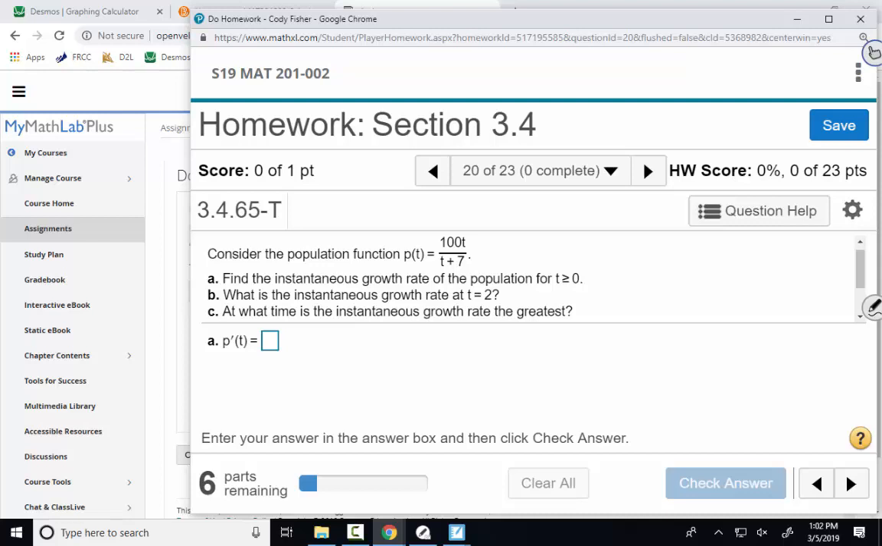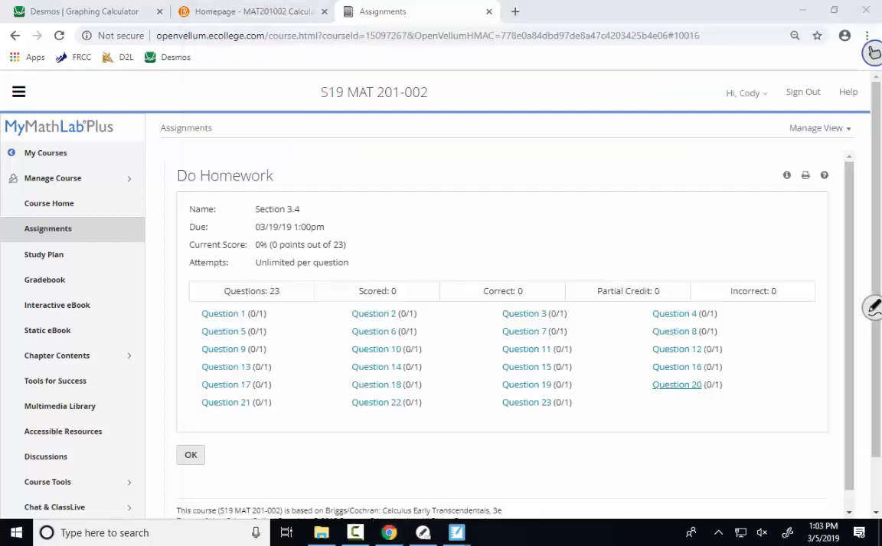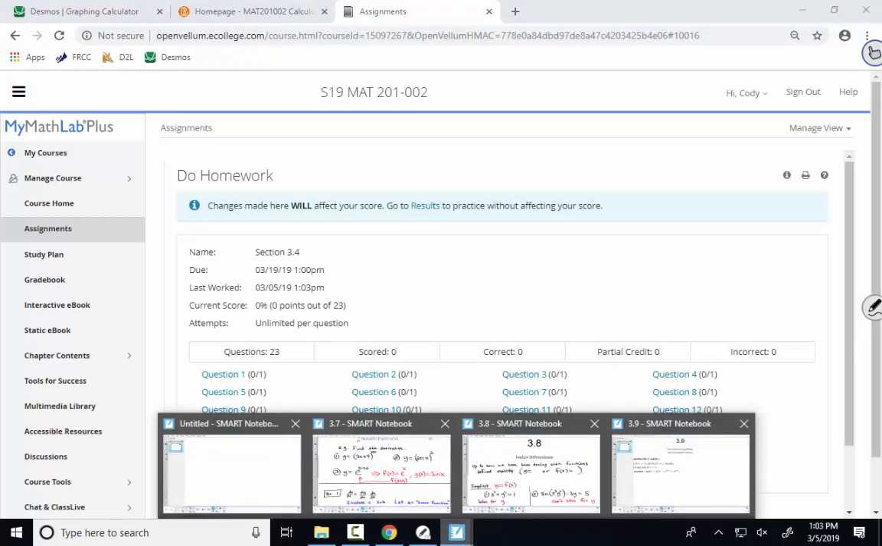Okay. And we did one like that in class. I don't know if we did that exactly in 3.4, but I think we did when we were talking about the quotient rule. We looked at an example like that. Any other questions? All right.